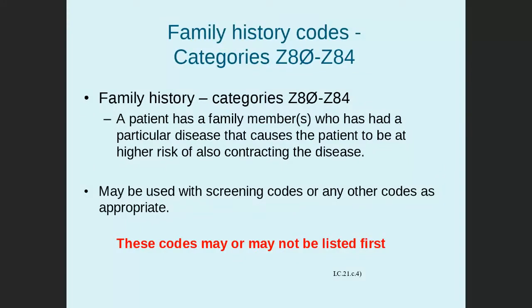Family history codes, on the other hand, indicate that a patient has a family member who has had a particular disease that causes the patient to be at higher risk of also contracting the disease. This may be used with screening codes or any other codes as appropriate. So if the patient's there for screening for this family history condition, you're going to do probably a screening code first, but it can be done with any other codes. It may justify an additional test the patient has, because they have a family history of a condition.